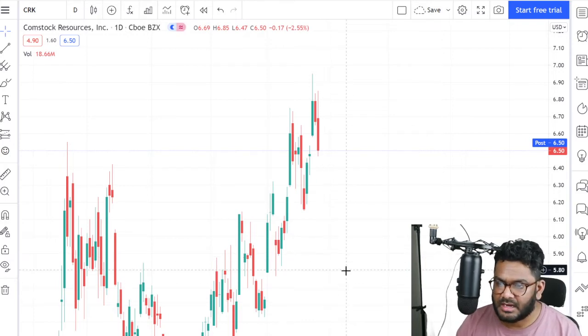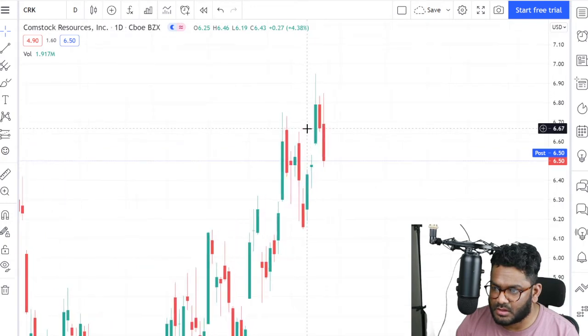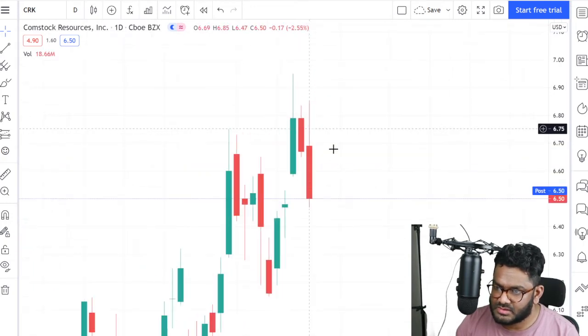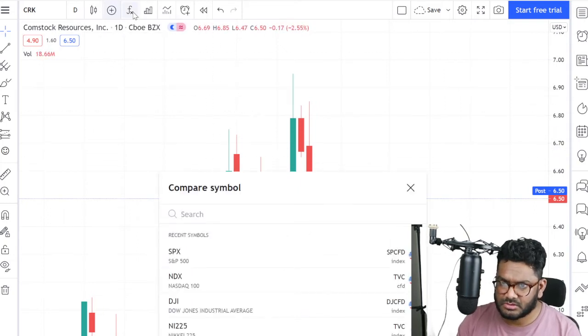Okay, right. So now, what we are looking at here is this one. You see these two candles. I'm going to quickly put the moving average. Sorry, FX.